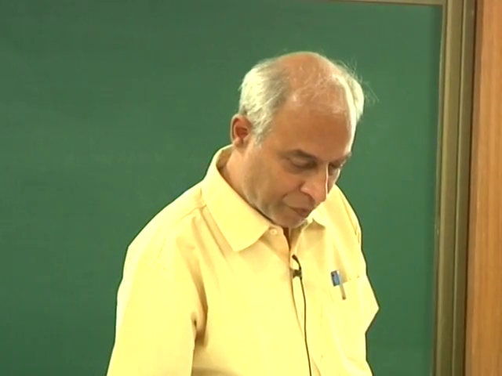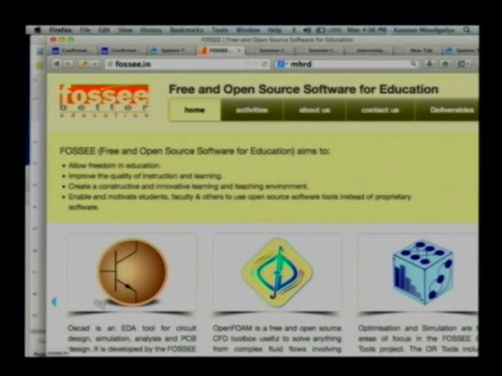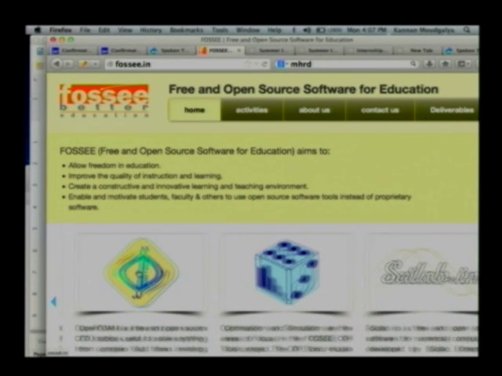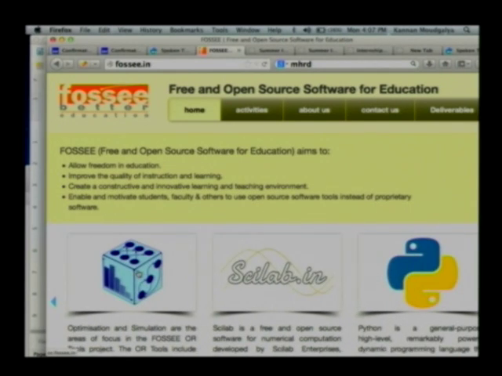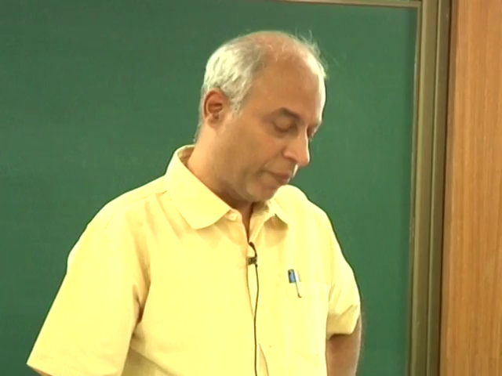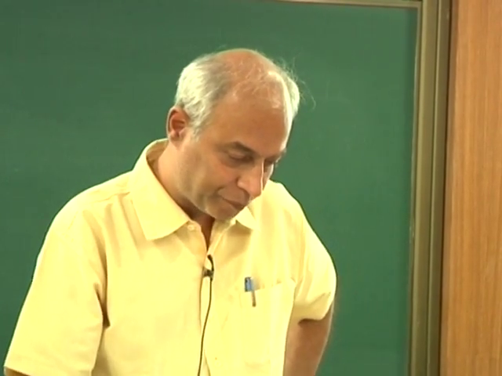For example, this OSCAD that you see, the one on the left-hand side, this is the logo of OSCAD, which is an electronic design automation tool, and it is an open source alternative to something very expensive like OrCAD, Cadence, various commercial tools that are available, which can be replaced by this software.